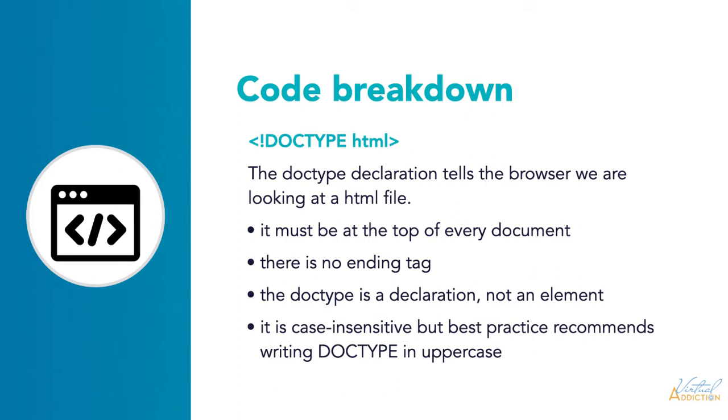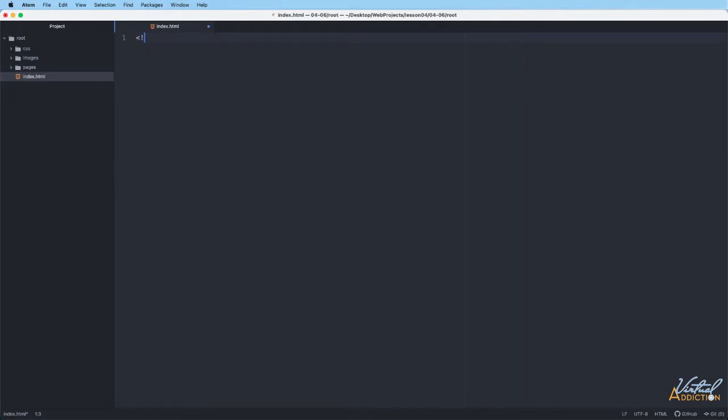So the Doctype declaration must go right at the top of the page before any HTML code. We open the angle bracket, we put an exclamation, we write Doctype in all caps, and then we write HTML in lowercase, and then we close the angle bracket. So this is what the Doctype declaration looks like.